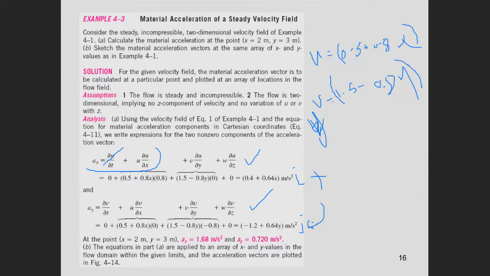But assume I said 0.8 xt here. Do you see what I put here? I put T. The flow becomes unsteady, and then these values are not equal to 0. This is a very good example. This is how the exam will come to you.